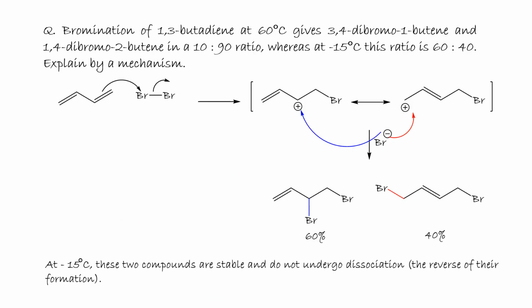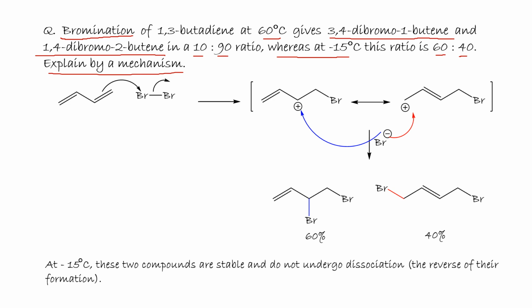To double check our understanding of thermodynamic control versus kinetic control, let's solve this problem. Bromination of 1,3-butadiene at 60 degrees Celsius gives 3,4-dibromo-1-butene and 1,4-dibromo-2-butene in a 10:90 ratio, whereas at minus 50 degrees Celsius this ratio is 60 to 40.